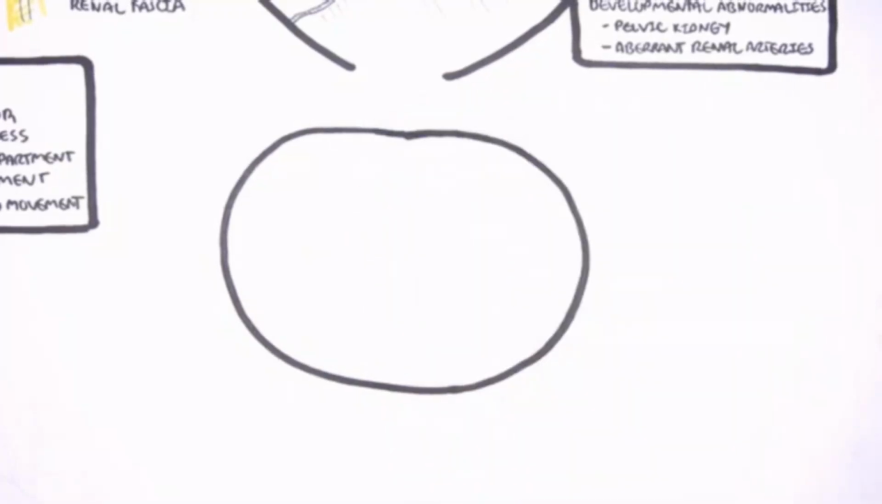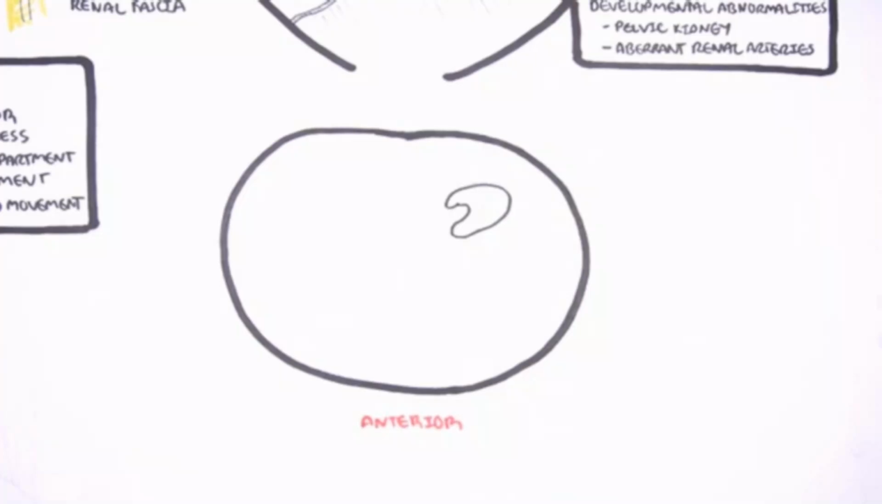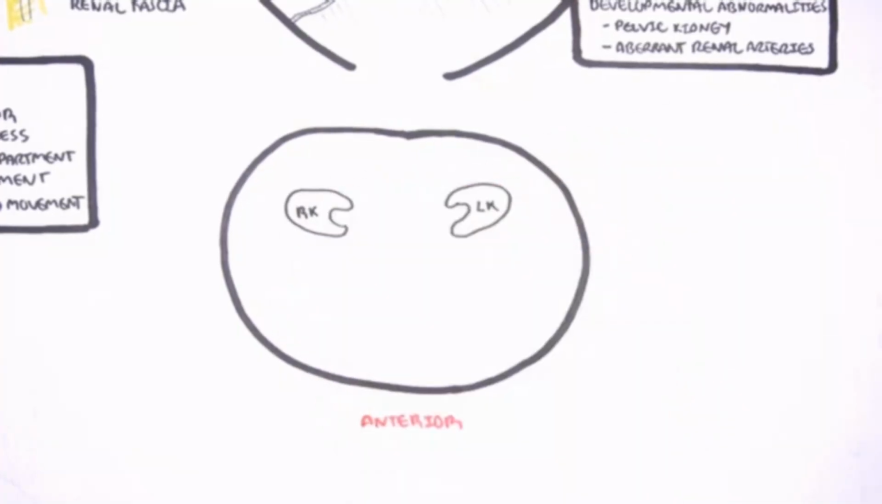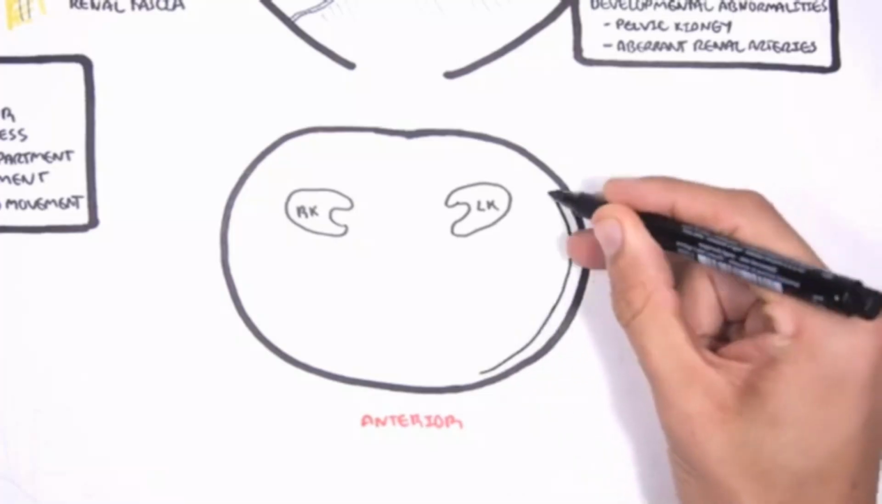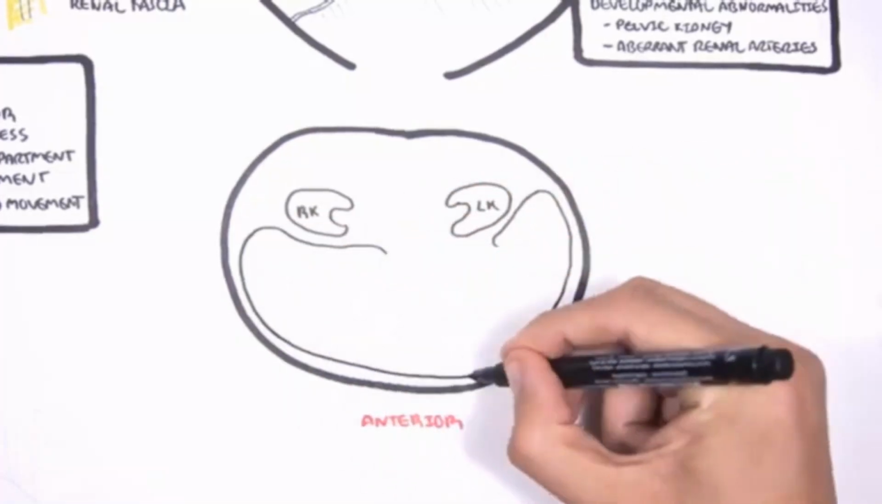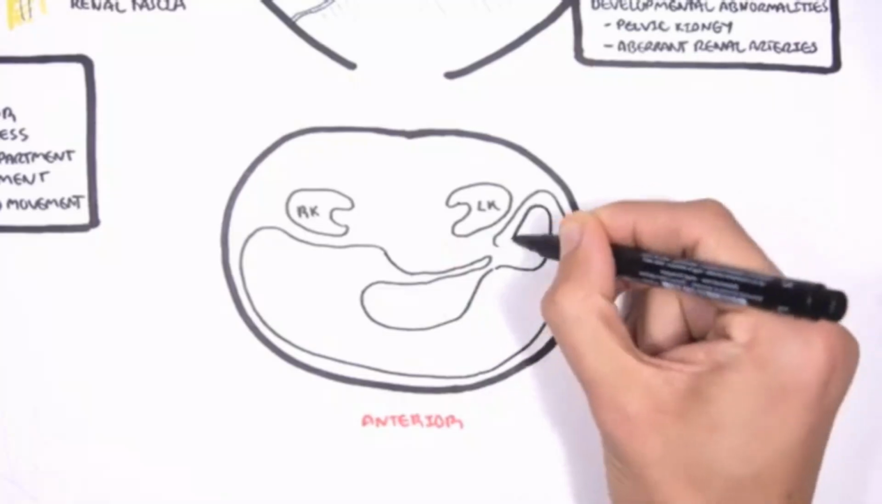So imagine cutting a whole section in the abdomen around the L2 level. Here is the anterior part. Here is the right kidney and left kidney. So the peritoneum is one continuous sheet, and it can be divided into two parts: the sheet which attaches to the abdominal wall and the sheet which lines the visceral organs.